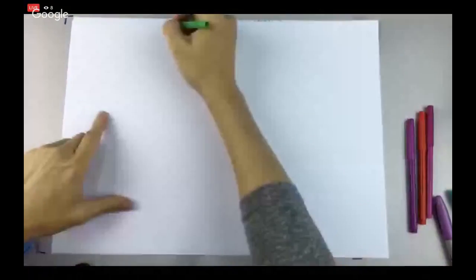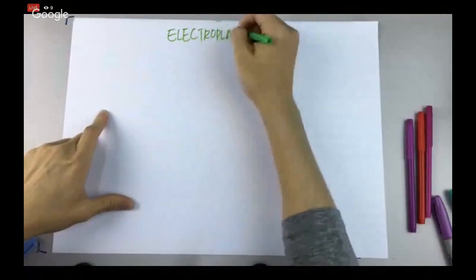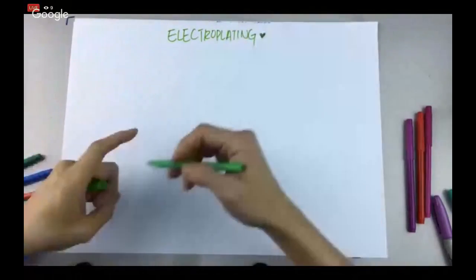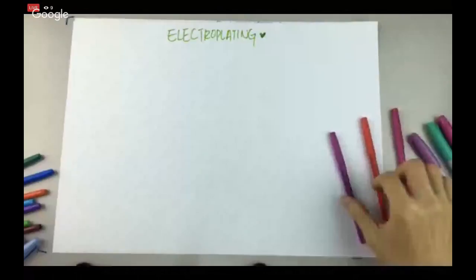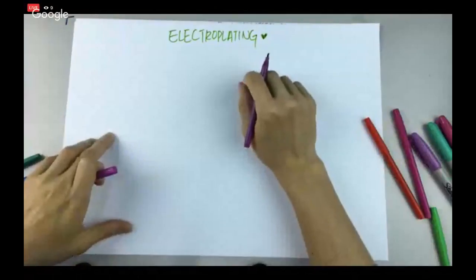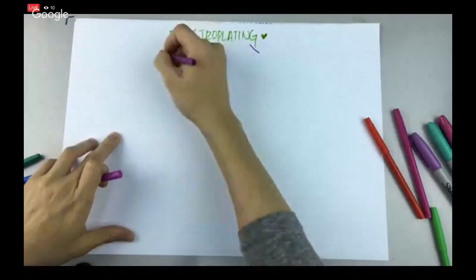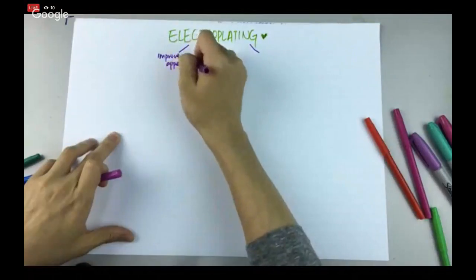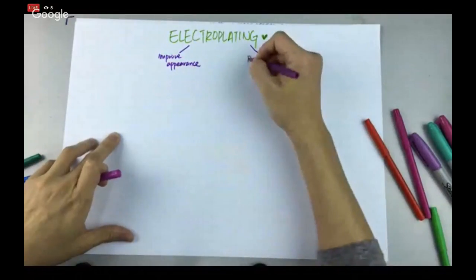So what is electroplating? The important thing you need to know is the two purposes of carrying out electroplating. There are two. First one is to improve the appearance of the objects. Next is to prevent corrosion or rusting. These are the two main purposes of electroplating.